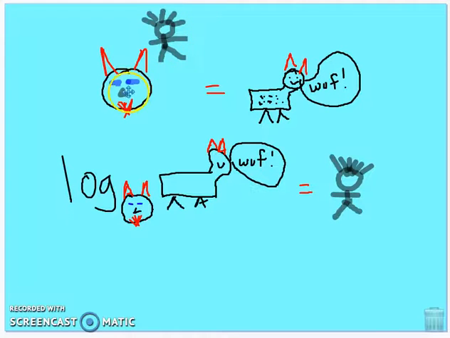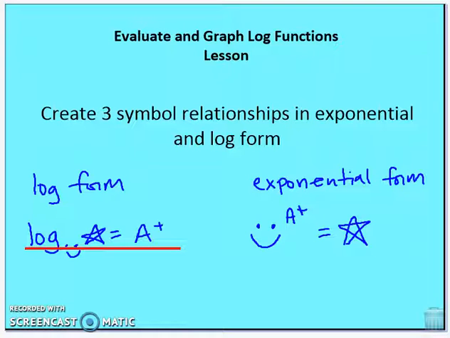So we have some animal to the power of some funky guy with hair is equal to a cat that says woof. And then log base some animal saying woof is equal to the funky guy with the different hair. Anyway, you get the idea. We're just having fun. All right, so part of the assignment for you was to create 3 symbol relationships in exponential and log form and to pass that in to me.